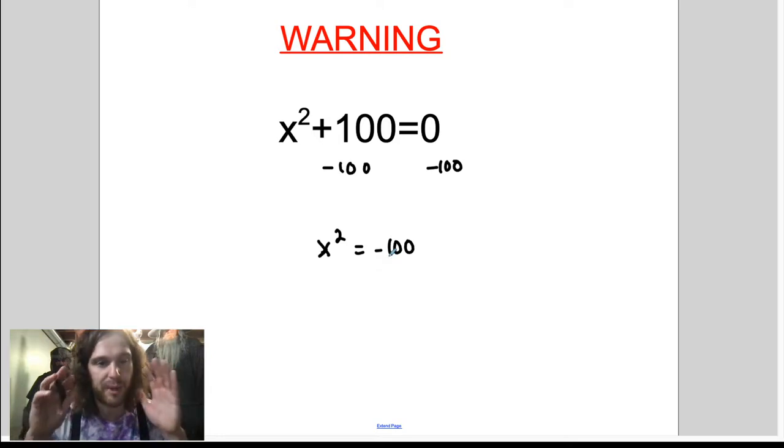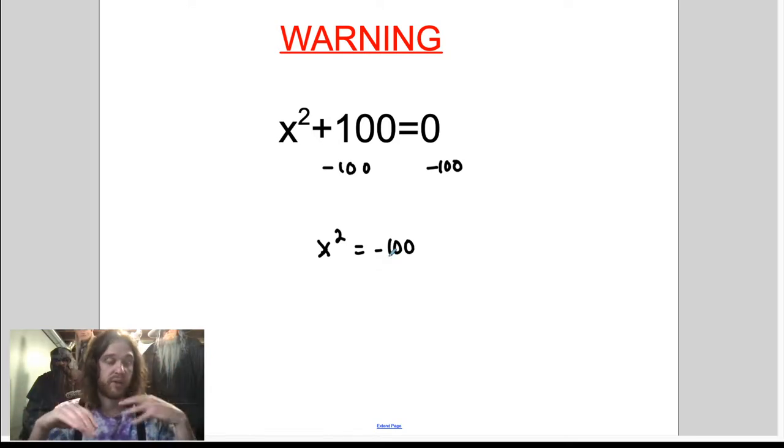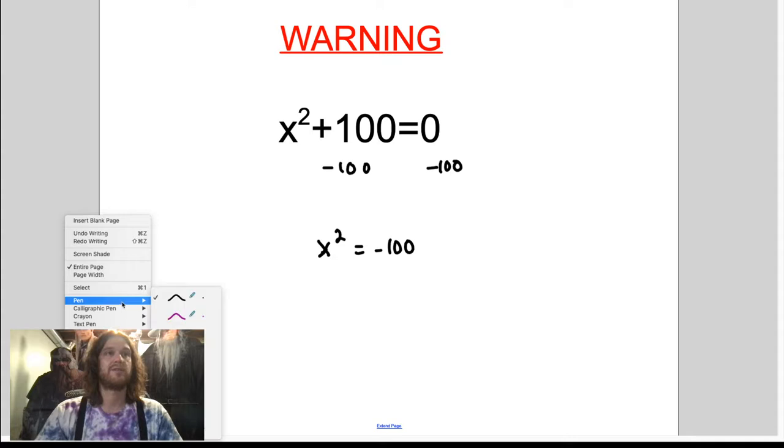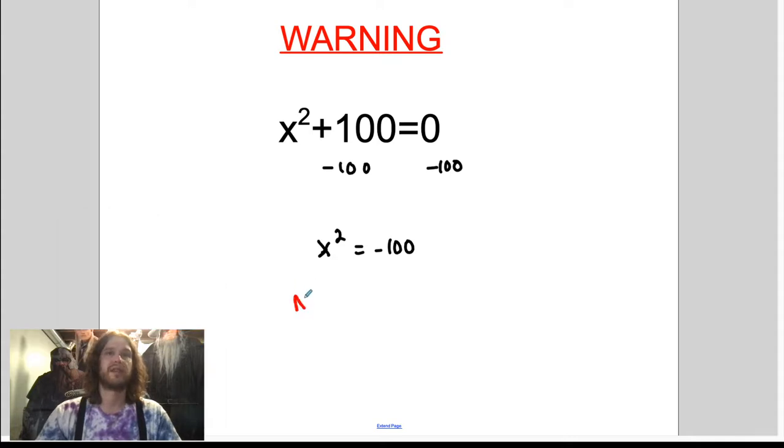It is impossible to take two real numbers, something that we're used to working with, multiply them together and get a negative number. It can't happen. So what does that mean for us? That means there is no real solution. So we can say no real solution when you find yourself in this situation.